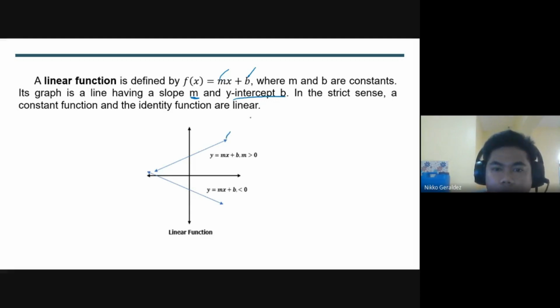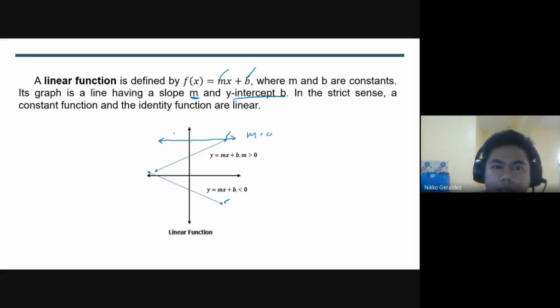So this is the graph if the slope is positive, and this is the graph if the slope is negative. When the line is horizontal, the slope is 0. That is a constant function.